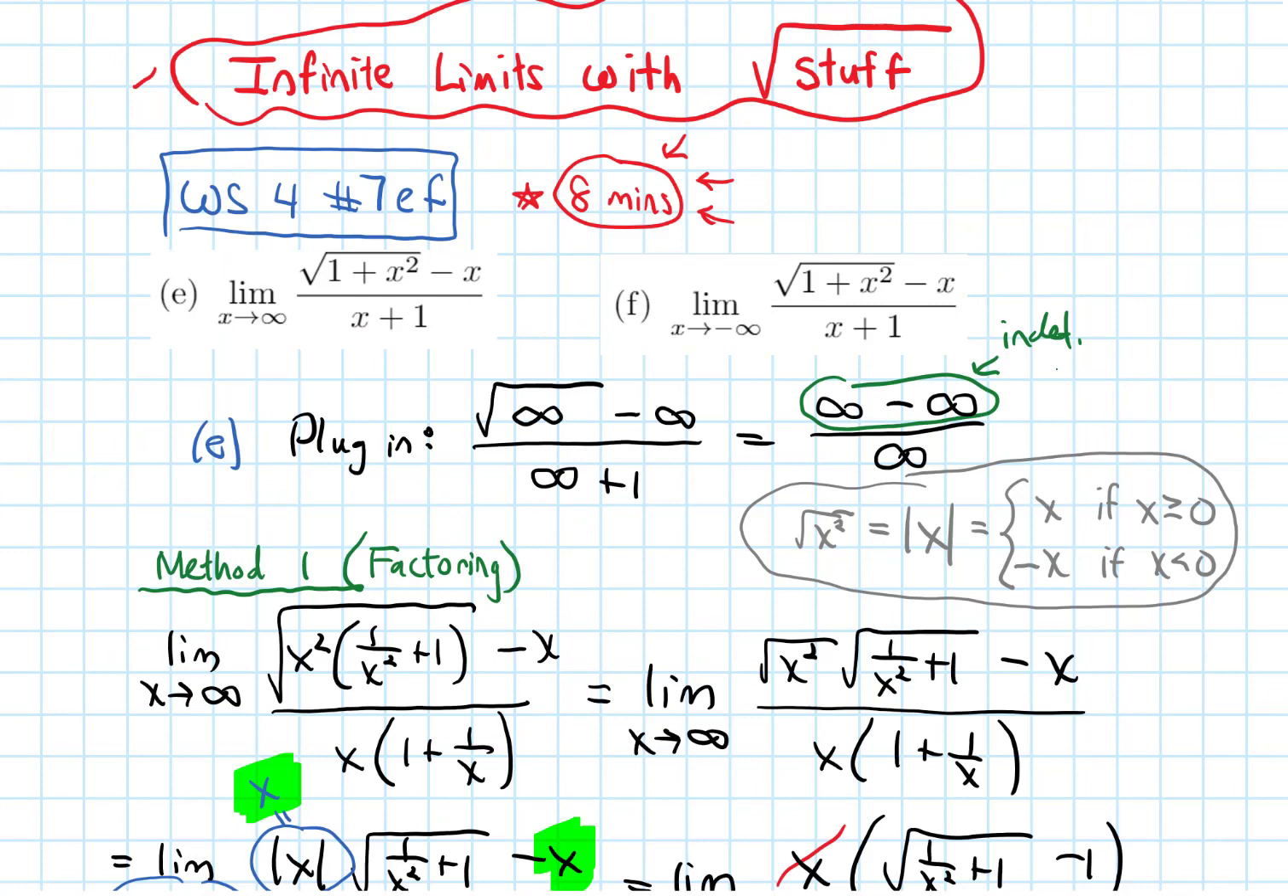So let's do this one other way. Method 2 is going to be this. If I look back to the original problem for some motivation in part E, on the numerator I have the square root of some stuff and then minus a number. That makes me think of conjugate.